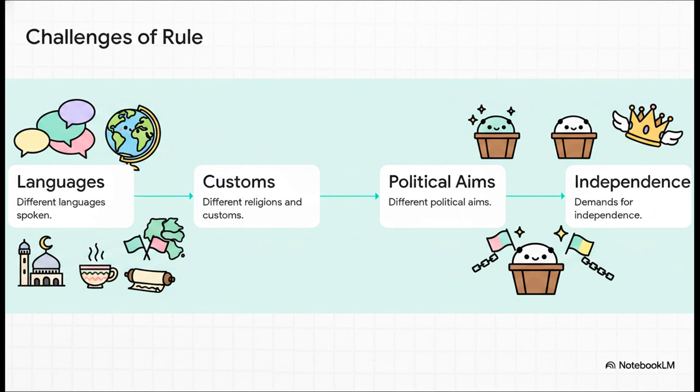Third, these distinct groups inherently develop competing political aims. What economically benefits a merchant class in one province might literally devastate agricultural communities in another. And ultimately, as these fault lines deepen over generations, they inevitably breed fervent demands for regional independence and self-rule.